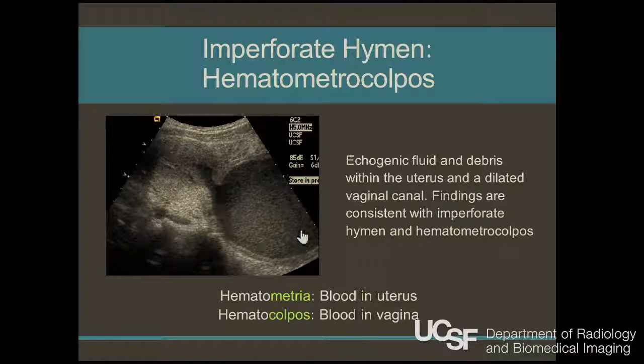I put endometrioma on that list because it looks a lot like an endometrioma. It actually kind of is, in essence, the same. The reason is because endometrioma is old blood products. This is old blood products. So we have hematometria, blood in the uterus, hematocolpos, blood in the vagina. So down in here somewhere there's an obstructed vaginal opening.